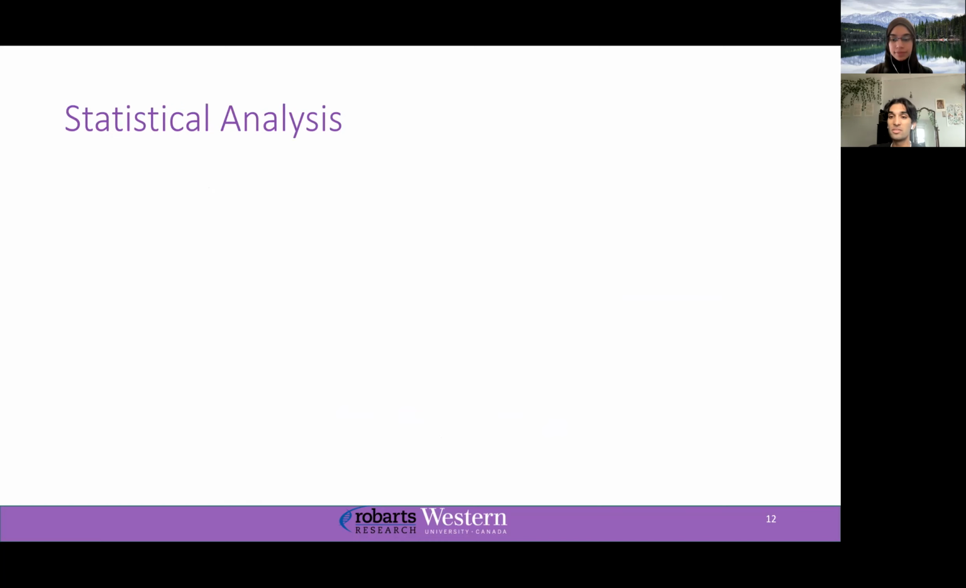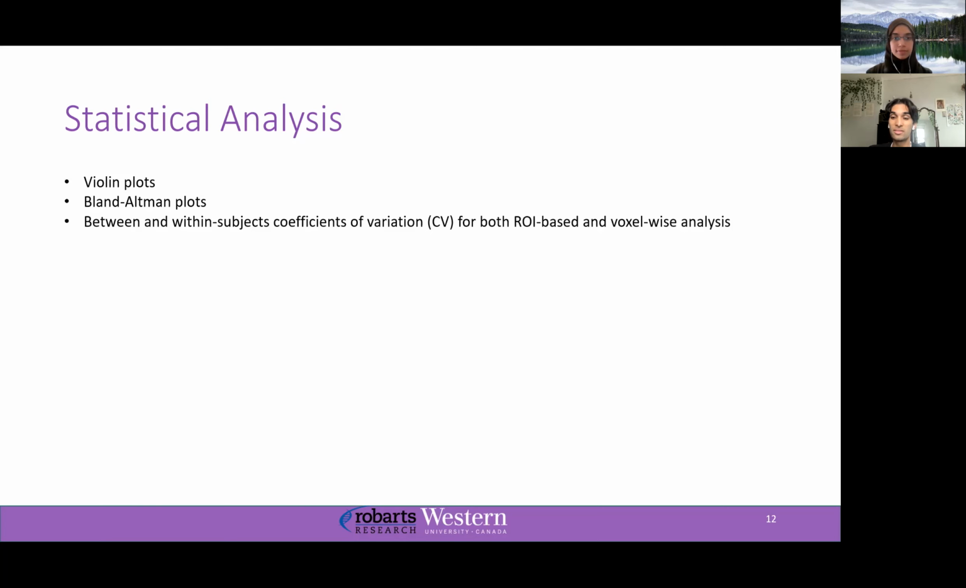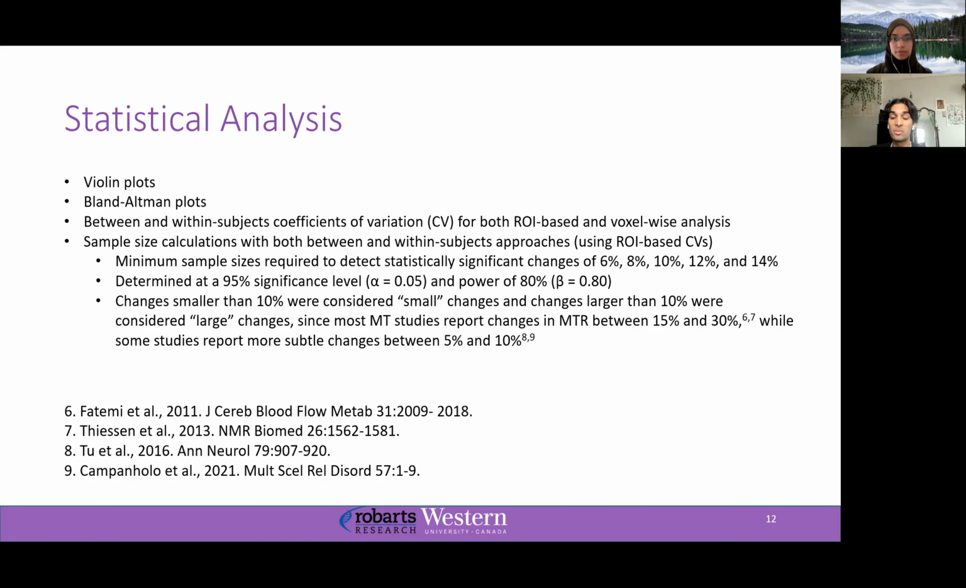We employed multiple statistical tests to explore the data. First, myelin plots were used to show the distribution of mean values. Next, a Bland-Altman or BA analysis was performed for the ROI-based analyses to identify any biases between test and retest measurements. For both analysis techniques, the scan-rescan reproducibility was characterized by the coefficient of variation, or CV. Sample size calculations were performed based on CVs from the ROI analysis.